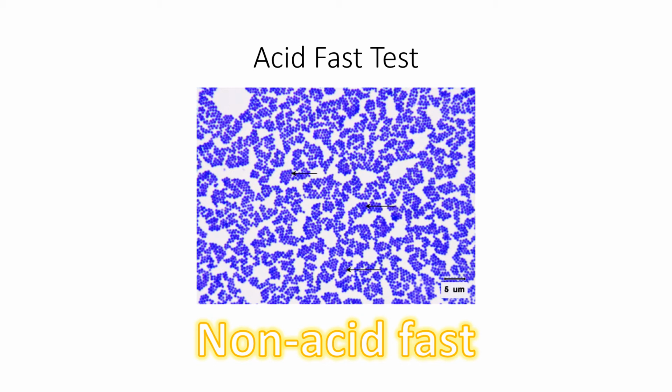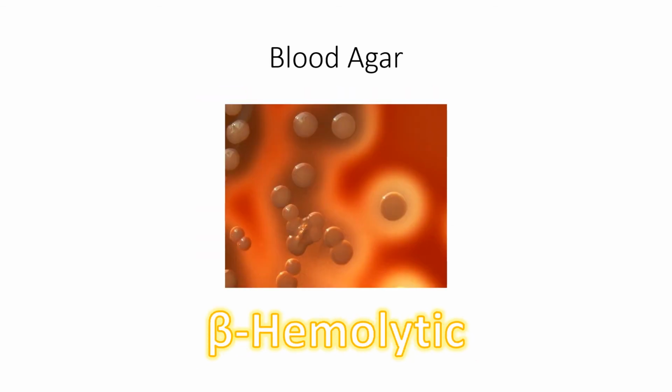In this image, you can see that the bacteria that's affecting Kendra stained blue, which means that it is not acid-fast. The last test that we did to determine what bacteria has infected Kendra is a blood agar plate. Blood agar is a differential medium that tests bacteria's ability to produce hemolysins, which are enzymes that lyse red blood cells. There are 3 different degrees of hemolysis: beta, alpha, and gamma.